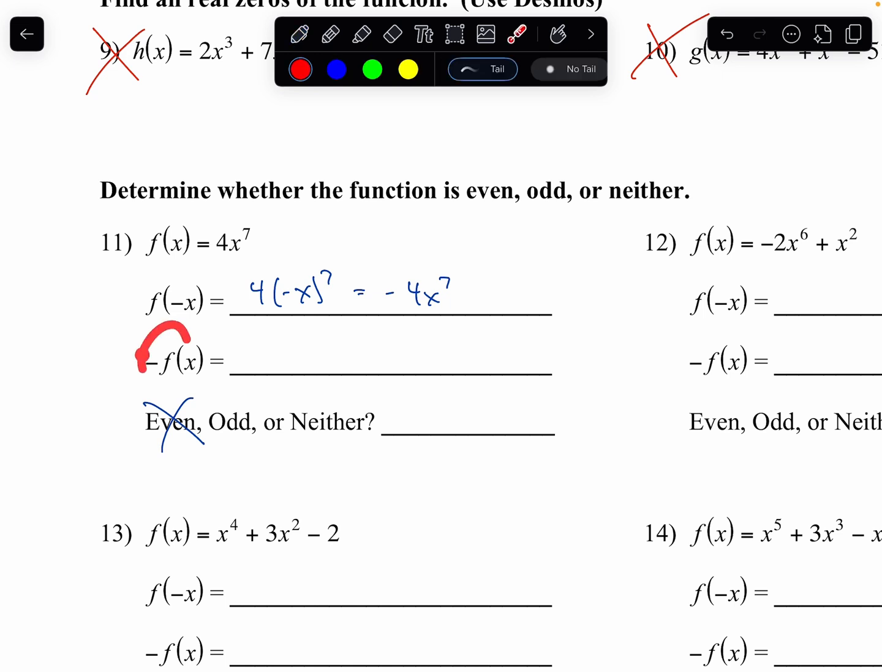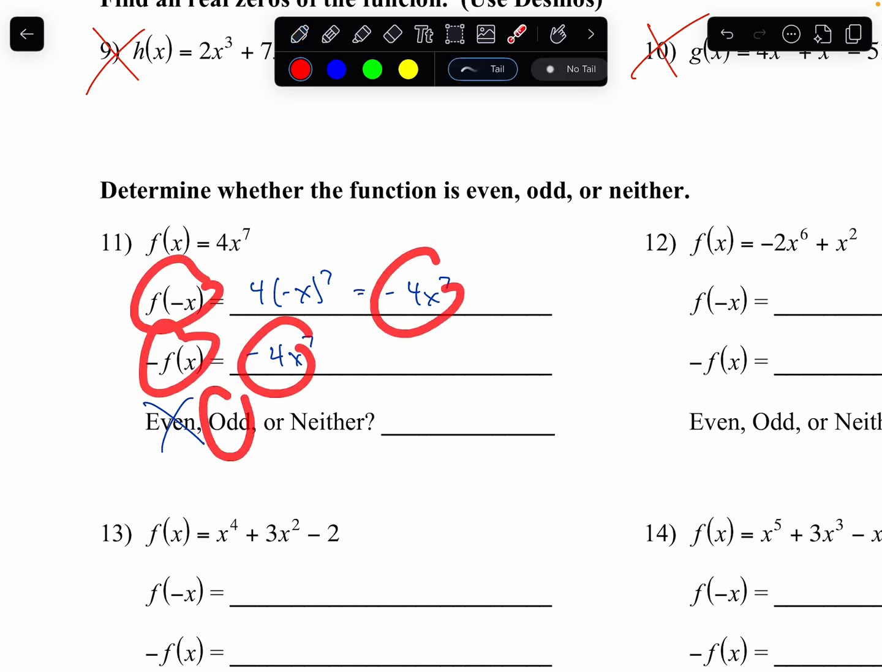So let's do negative f of x. That's going to be equal to, so multiply that by negative 1. So that's going to be negative 4x to the 7th. And these are equivalent. So since these are equivalent, then it is odd.